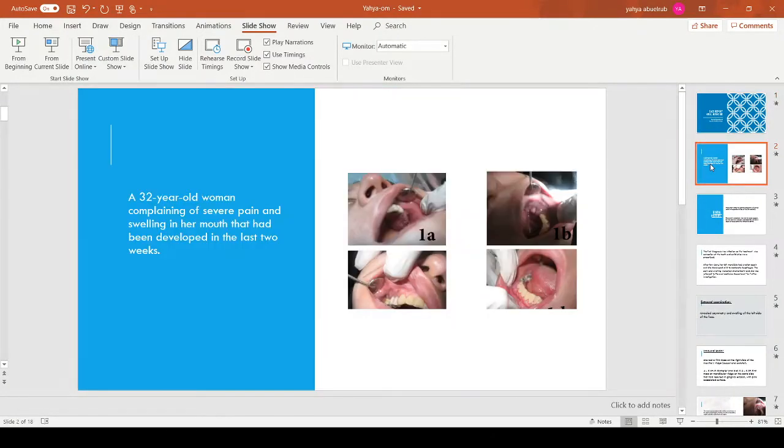Okay, today we will be talking about a 32-year-old woman complaining of severe pain and swelling in her mouth that had developed in the last 2 weeks. Here are the pictures.